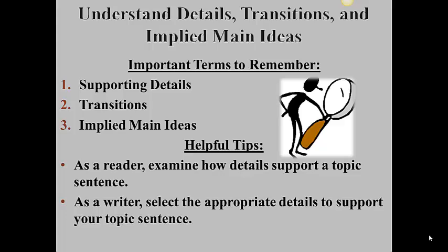When you find a paragraph without a topic sentence, use the details to reason out the implied main idea. On the other hand, as a writer, your task is to select appropriate details to fully explain and support your topic sentence. You'll use transitions to guide your readers and help them identify your important details. Unless you have a specific reason for writing a paragraph with an implied main idea, it's usually better to write paragraphs that do have clear topic sentences.